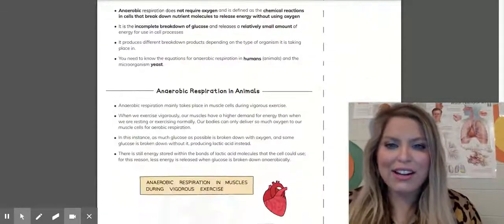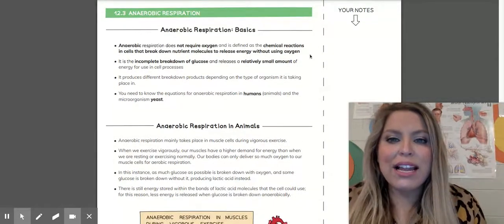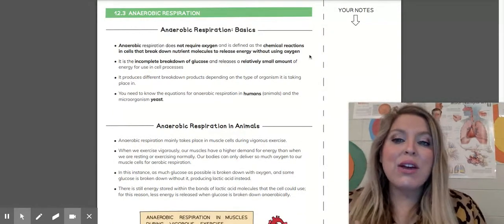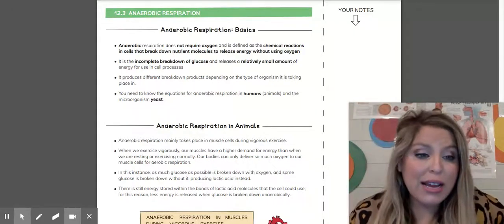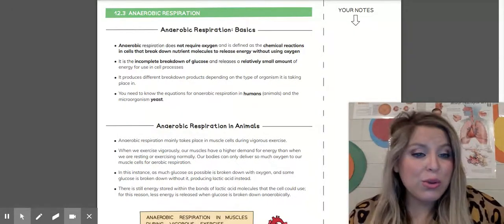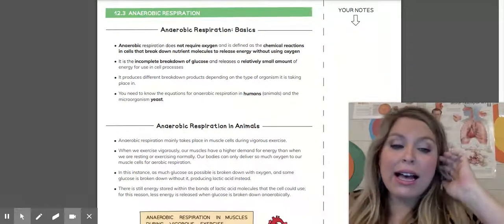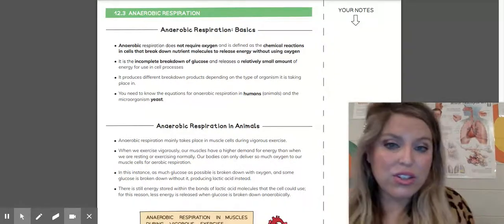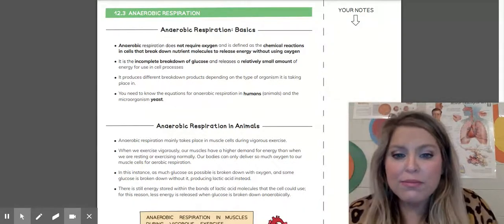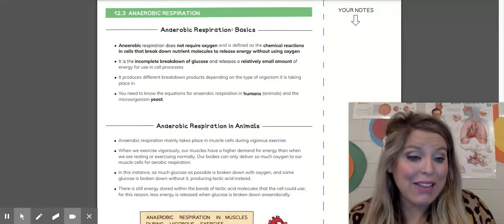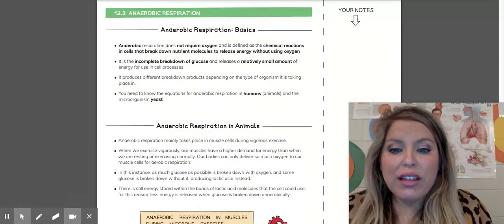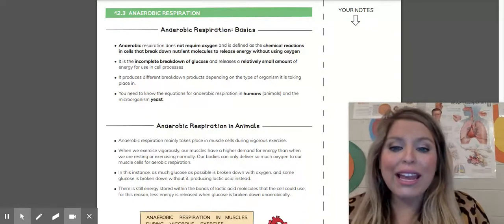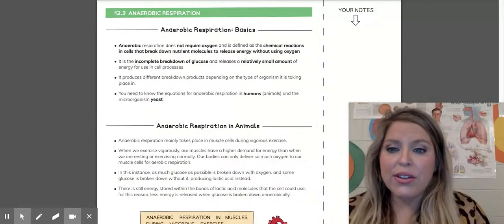All right, moving on to anaerobic respiration. This is respiration that does not require oxygen. So there are times in our body where you are not going to have the resource of oxygen present and available. Typically, this is with intense and heavy exercise. So when we do not have oxygen available, our body can kick into anaerobic respiration on a cellular level.